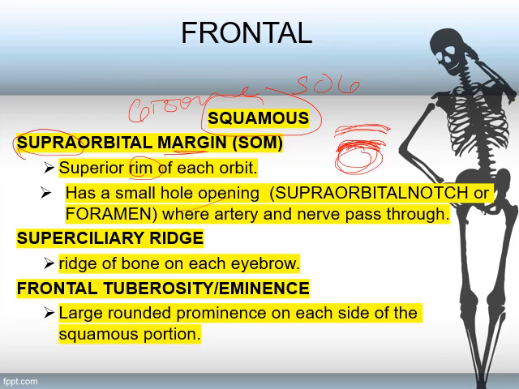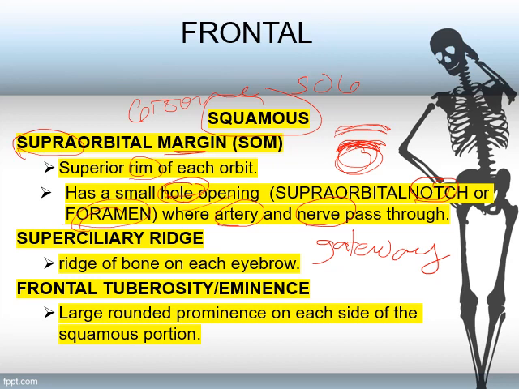It has a small hole opening, medyo may butas siya dito, called the supraorbital notch or the supraorbital foramen. Pag sinabing notch or foramen, parang butas siya. So, ang purpose ng supraorbital notch or ng supraorbital foramen is it serves as the gateway. So, dinadaanan siya ng mga arteries, ng blood vessels, and other nerves. Okay? So, ang purpose niya is it serves as the gateway or passage or path ng ating arteries, blood vessels, and also nerves.